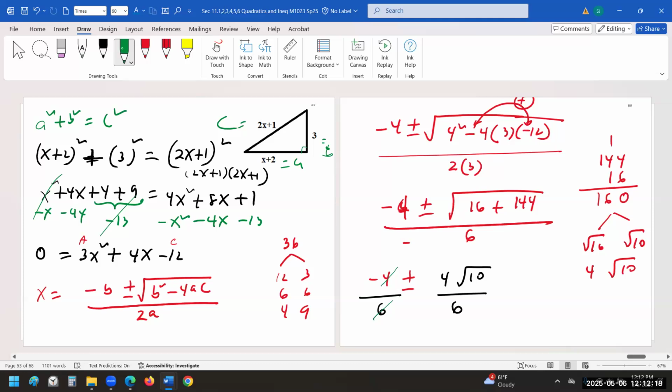And then we can distribute the 6 to both so that we can cancel. Both of these are divisible by 2. So 2 goes into 4 twice and into 6 three times. So our answer is only the positive one: negative 2 plus 2 square root of 10 over 3. We cannot take minus because when it's minus, we get a negative x value, but in real life our x cannot be negative. So again, in the exam, it's factorable, so all you have to do is factor, and if you have a negative x, don't take it. That's all you have to do.